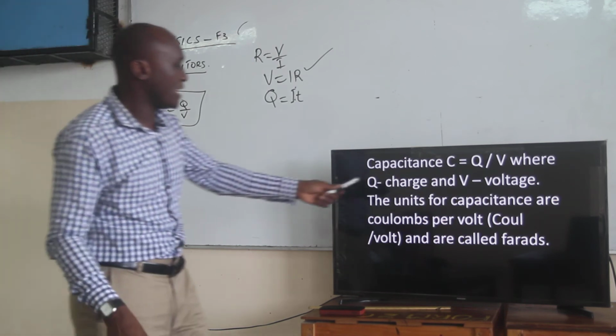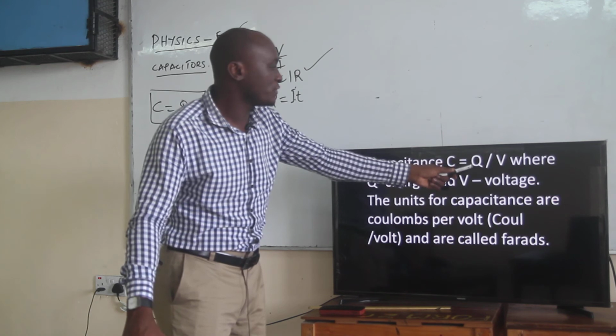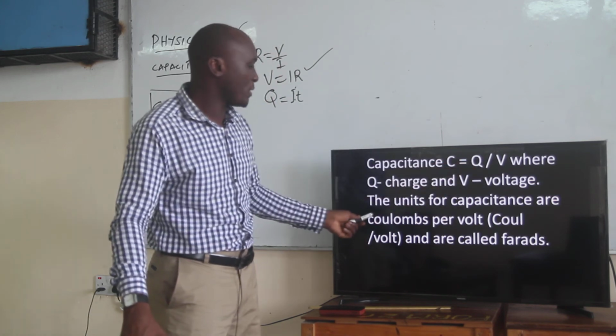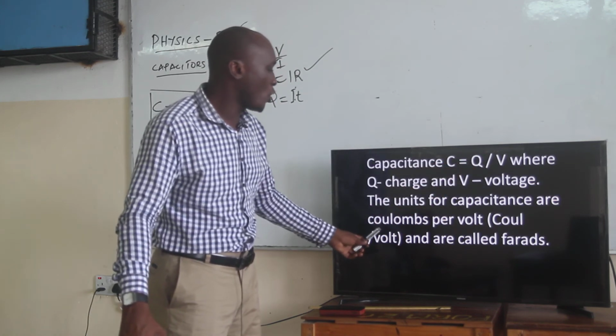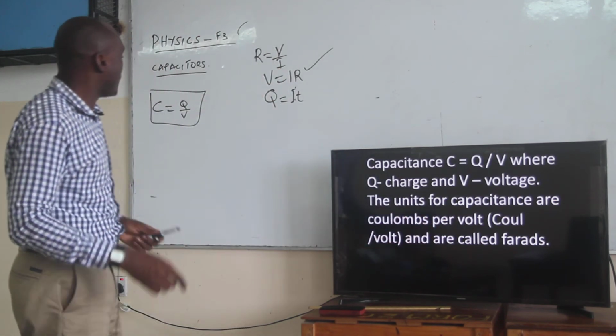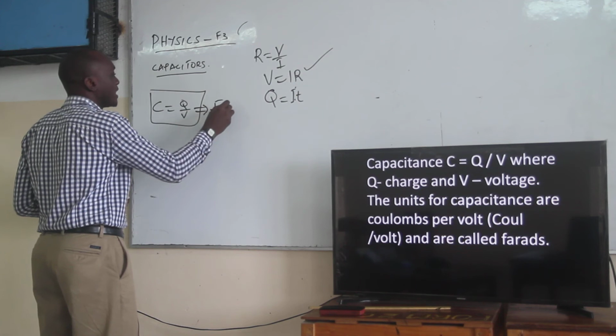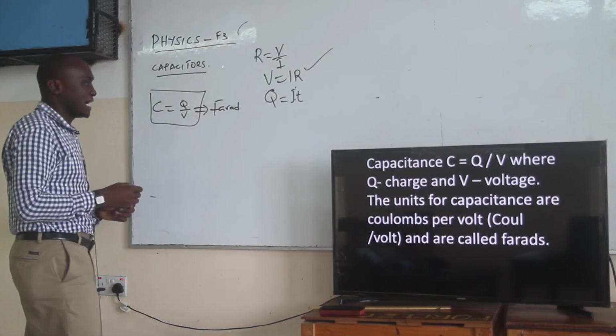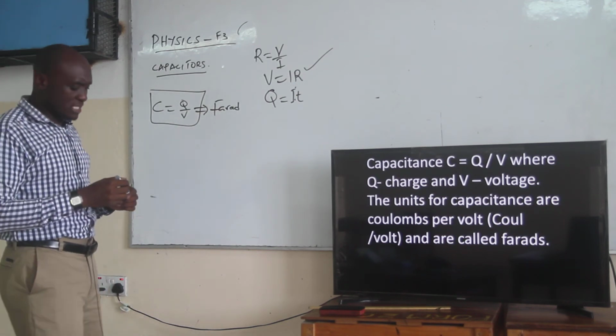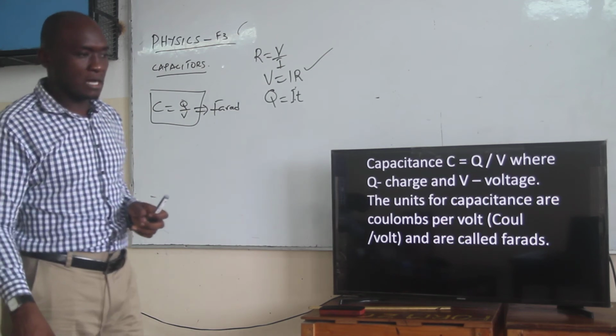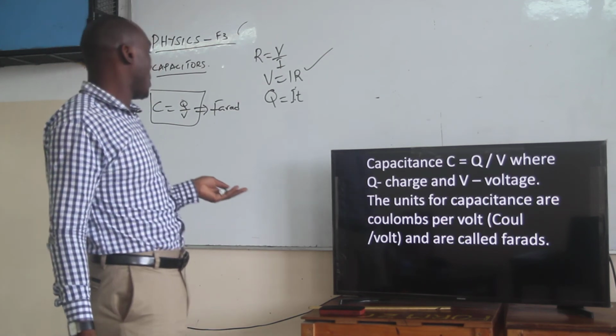C is equal to quantity of charge per volt. So now the unit for capacitance is coulombs per volt, which we call the farad. The unit for capacitance, this one we call a farad, F-A-R-A-D, farad.